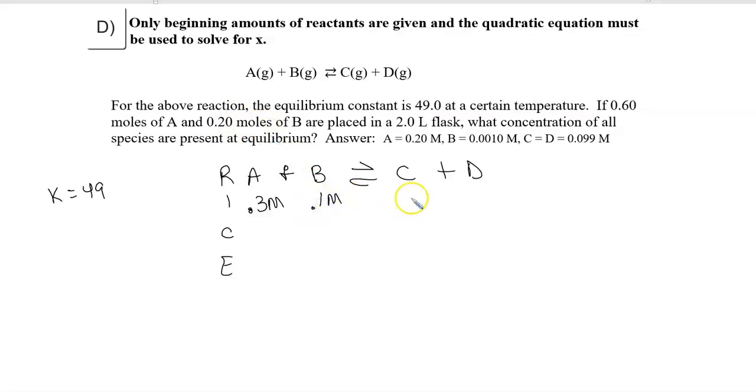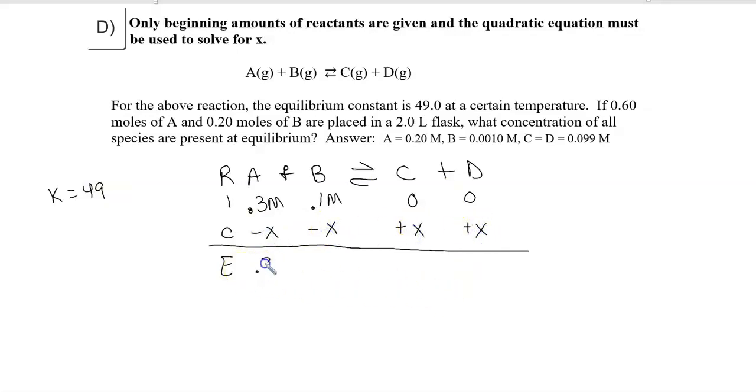It doesn't mention C and D, so these are going to start out as 0. Sometimes it will mention them. So I know I've got to add here, and I know I've got to subtract here, because these are zeros. That's how you know. I don't know how much, but since I have the K, I'm going to use X in my ICE table.